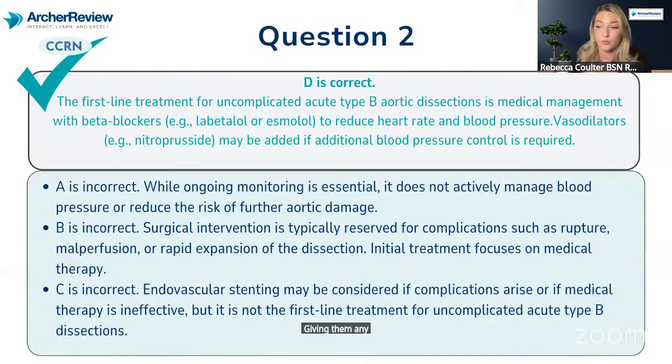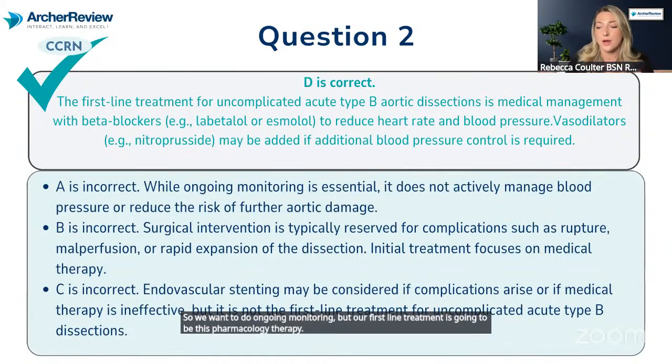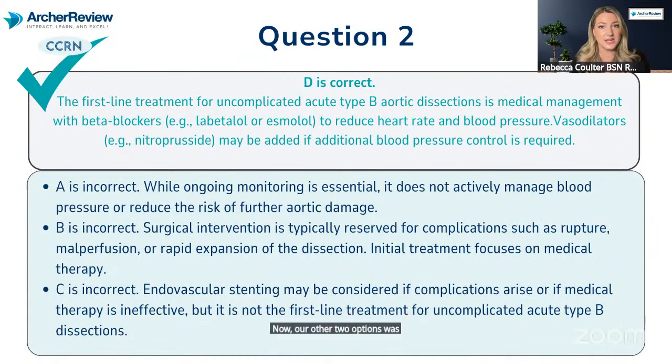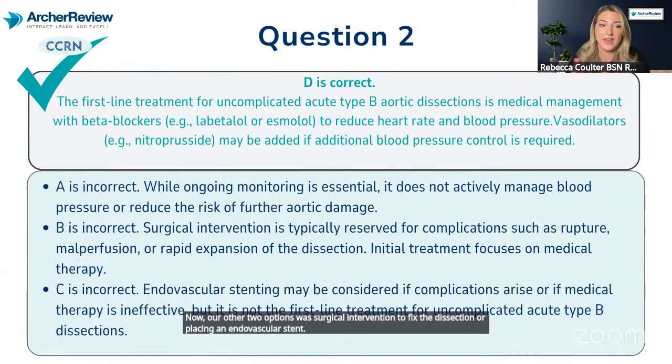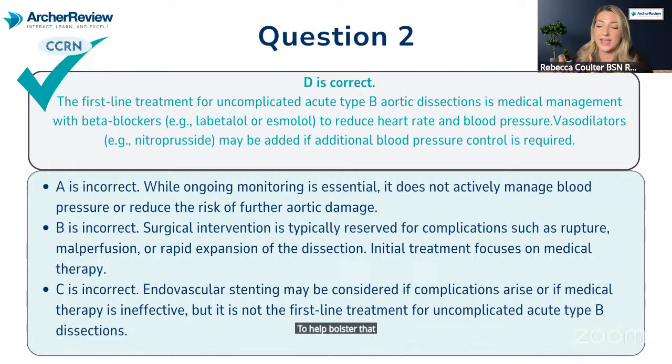It's just giving us more information. So we want to do ongoing monitoring, but our first line treatment is going to be this pharmacology therapy. Now, our other two options were surgical intervention to fix the dissection or placing an endovascular stent to help bolster that aorta. And those are options as well.